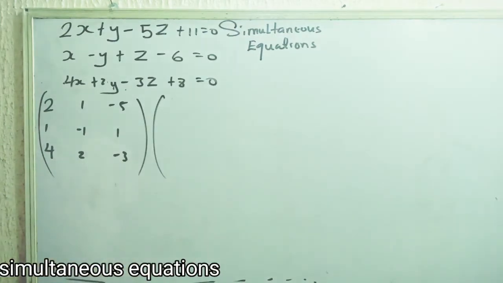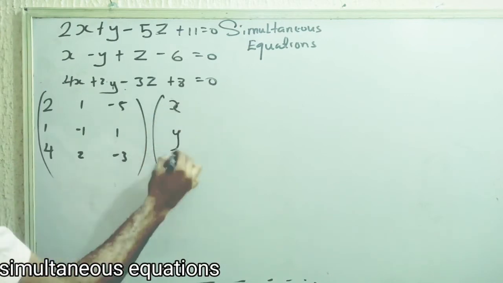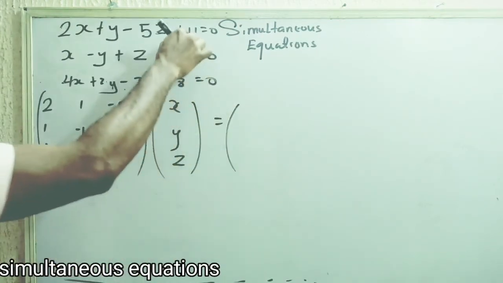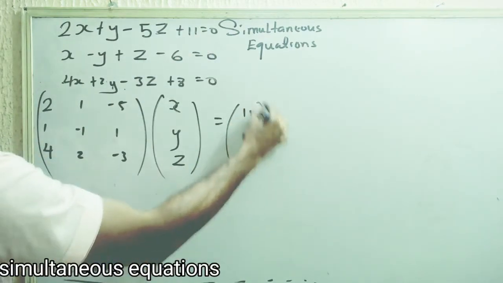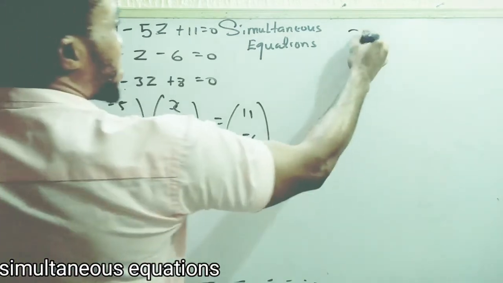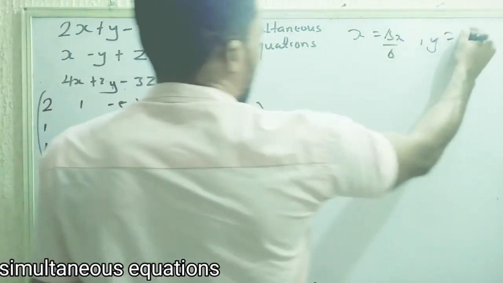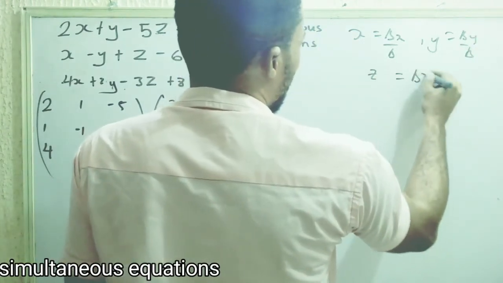Then, if that is true, I'm looking for x, y, z. So I'm going to put x, y, and z there, equal to the constant terms, which are 11, minus 6 and 8. Now to find x, I need the x over determinant. To find y, I need the y over determinant. To find z, I need the z over determinant.